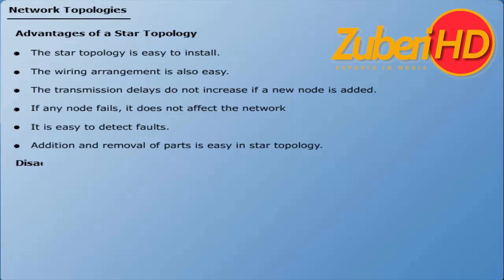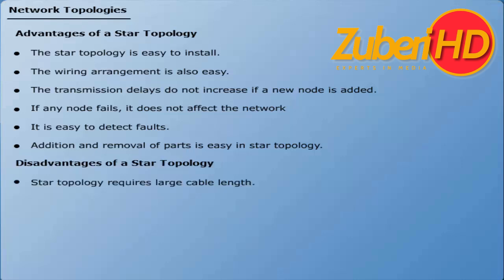Disadvantages of a star topology. Number 1. Star topology requires large cable length. Number 2. If the hub goes down, the whole network will be blocked.